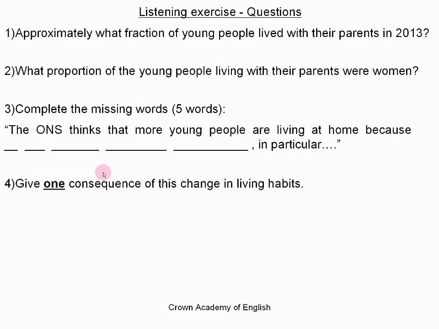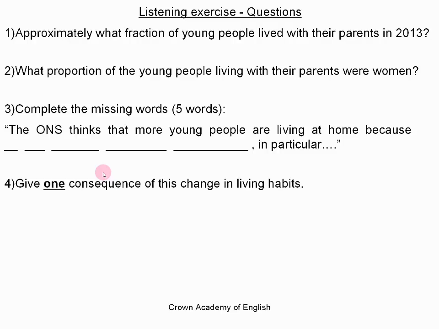According to a recent survey by the Office of National Statistics, the ONS, approximately a quarter of young people in the UK live with their parents. In 2013, the exact figures were 3.3 million adults between the ages of 20 and 34 were living with parents in 2013, which represents 26% of that age group.